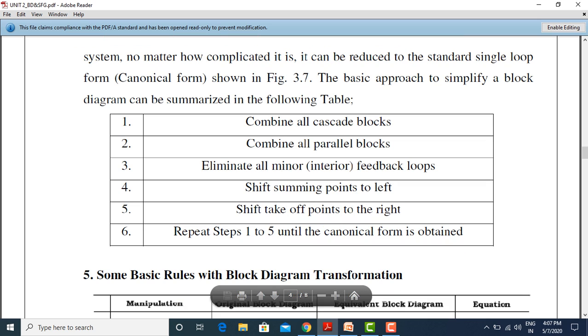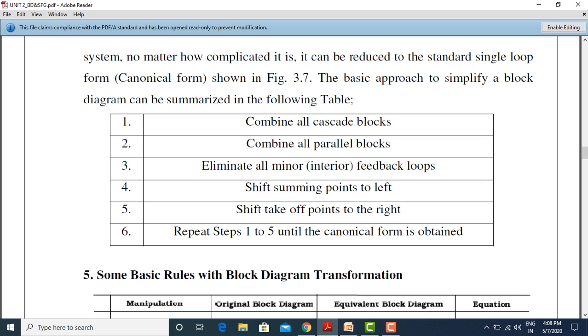We have to strictly follow this sequence to solve the block diagram reduction. First of all, if you observe the diagram, if there are some series connections, first combine those. Secondly, if series connections are not there, look for parallel connections. If there are parallel connections, combine those. If both are not present, then eliminate the minor feedback loop.